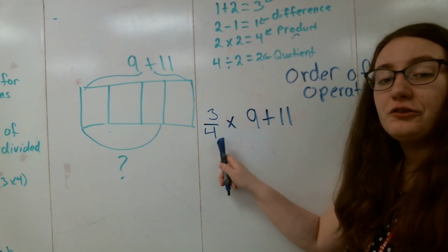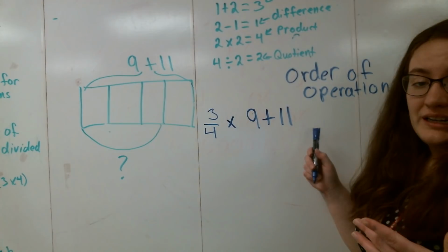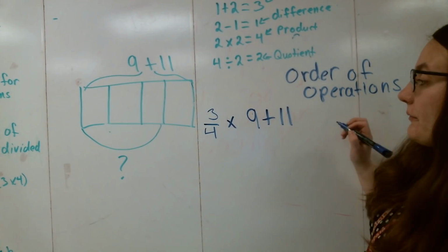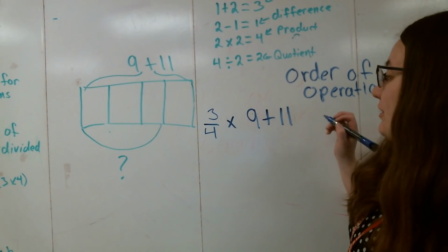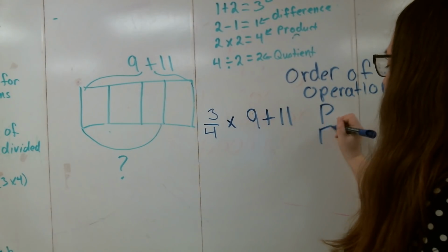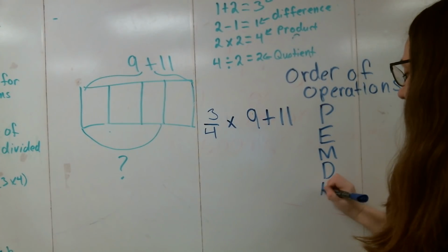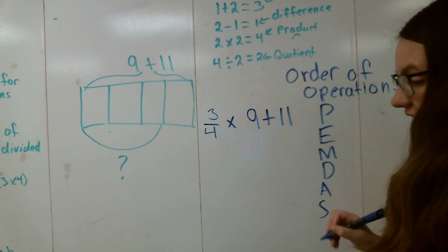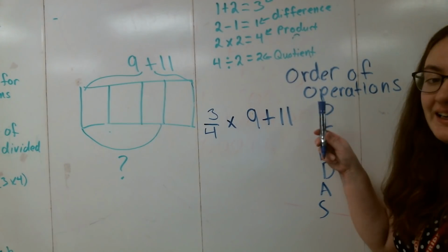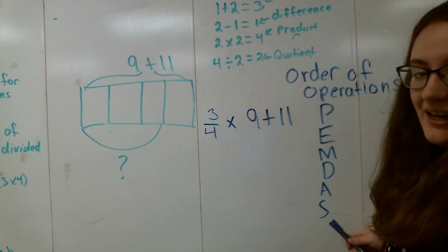Do I start with 3/4 times 9? Do I start with 9 plus 11? What do I do? So the order of operations tells me what to do first. So in this section, I will start with, please excuse my dear Aunt Sally. And each of these letters in this acronym give me a step that I need to do.